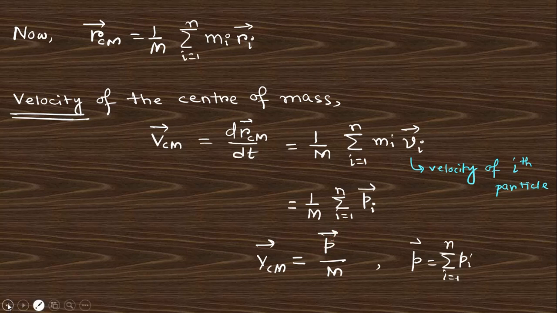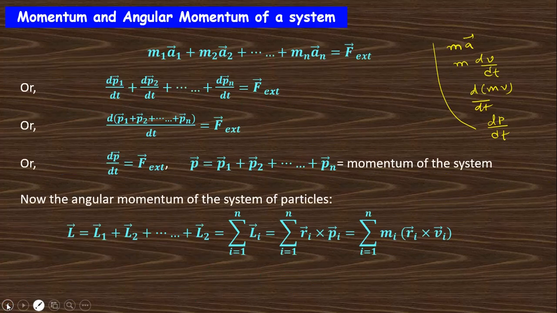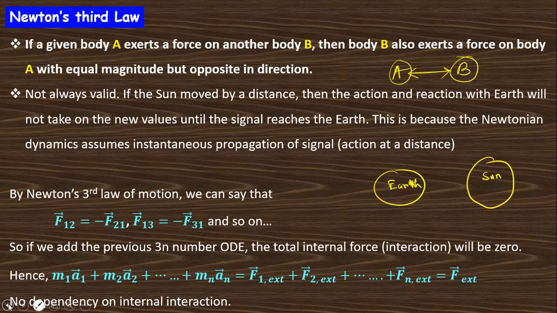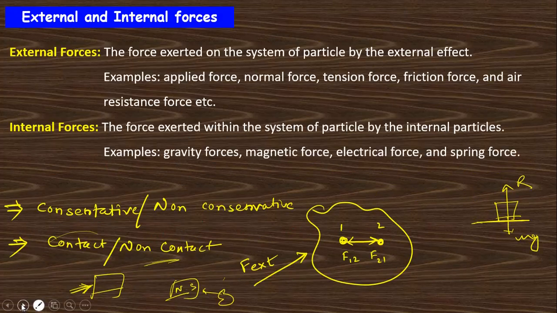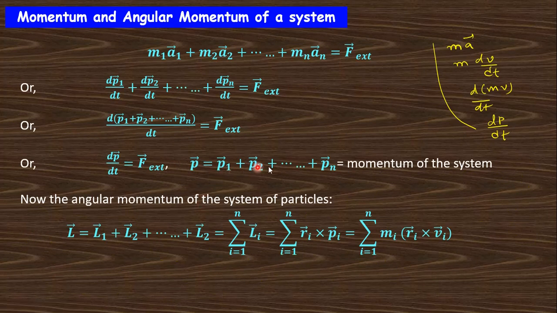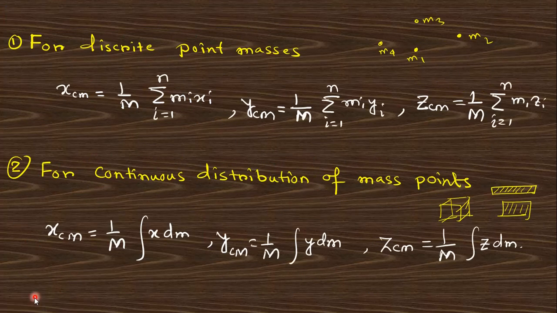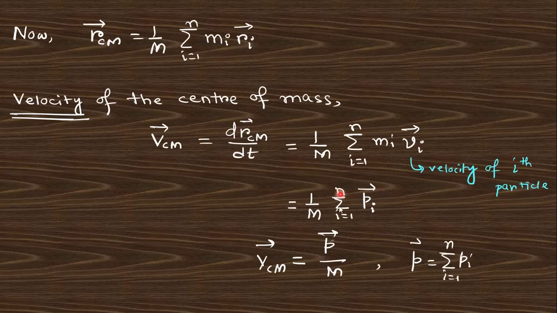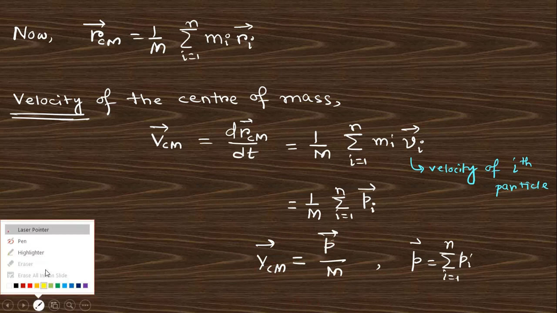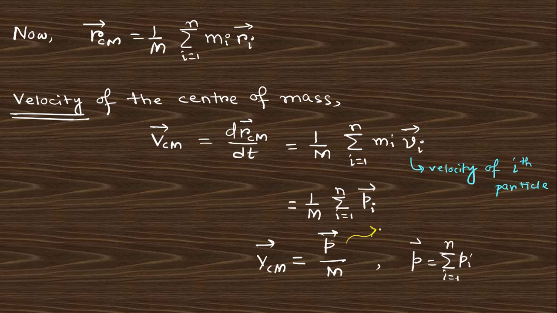We already wrote this somewhere earlier. I think you remember the previous one. This momentum is written as the summation of p1, p2, p3. So you can also write this formulation, that the summation of p_i equals P. So the velocity of center of mass will be P by M. This P is the total momentum, the momentum of the system, right?